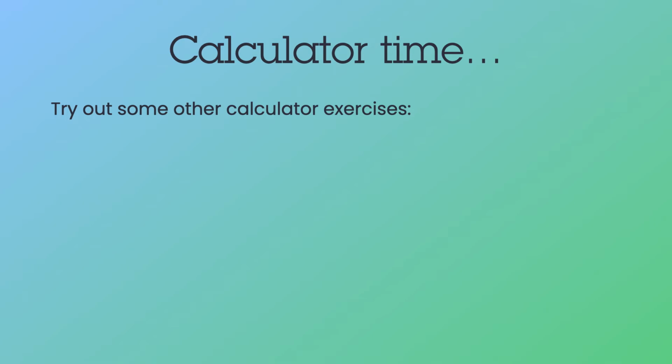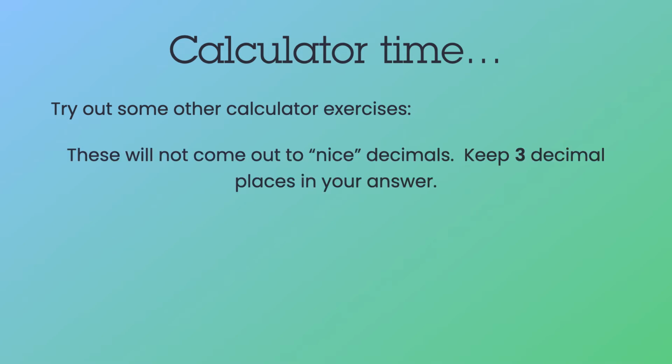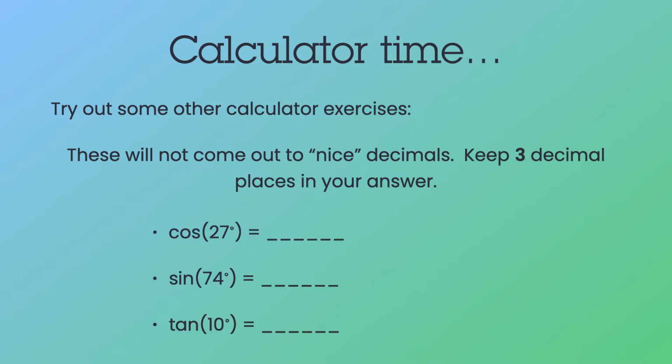We're going to try some calculator exercises just to make sure that you are able to use the right inputs and get the right answers. Now, just so you know, though, these will not come out to nice decimals. We're going to keep 3 decimal places in your answer every time you use these trig functions on your calculator. So here are some examples: the cosine of 27 degrees, the sine of 74 degrees, and the tangent of 10 degrees. That'll give you a chance to try out all 3 buttons. Go ahead and pause the video, see what your answers are for these.